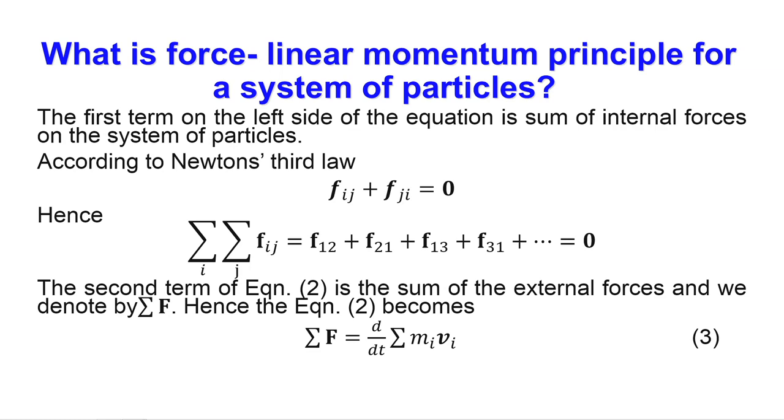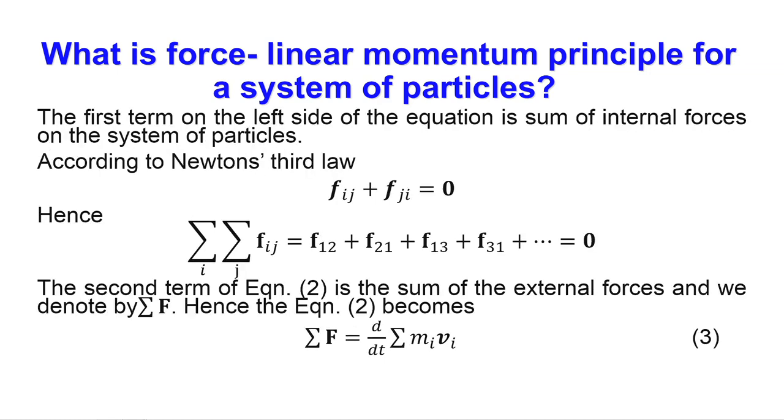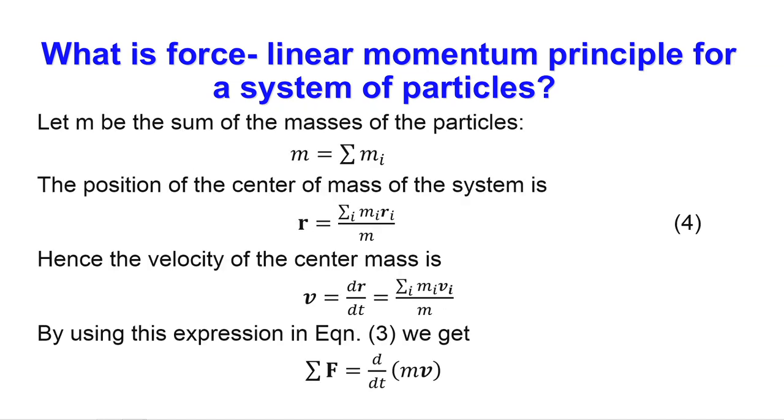So, further, in the earlier equation 2, the first term becomes 0, and the second term we can write as the sum of Fie. So in equation 3 we can write that the sum of the total external force applied on the particles equals the rate of change of momentum of the particles. Now, what happens?